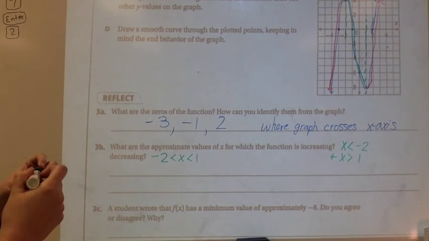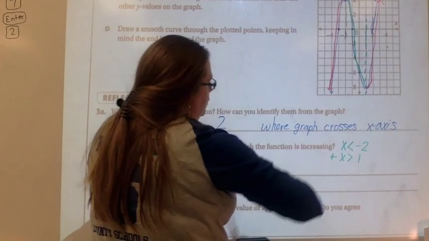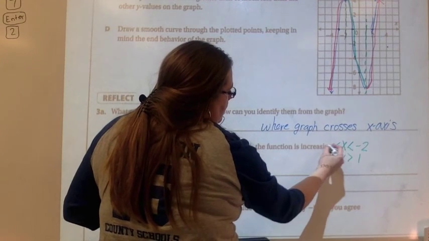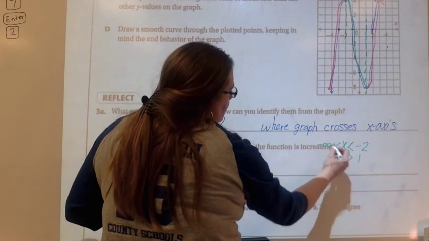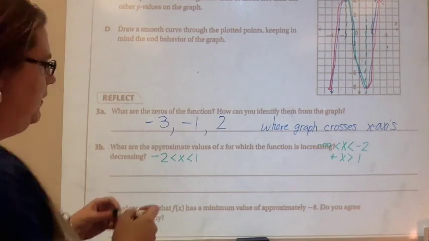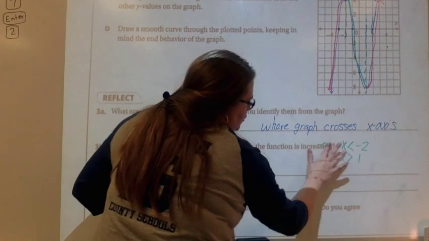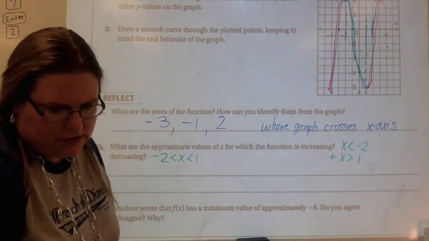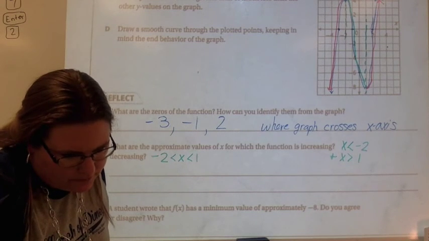And you can use infinities to represent that as well. You could use greater than negative infinity here. Okay, and you can use a less than positive infinity there. I'm not sure how comfortable you guys are using infinities yet, so we don't necessarily have to go there.